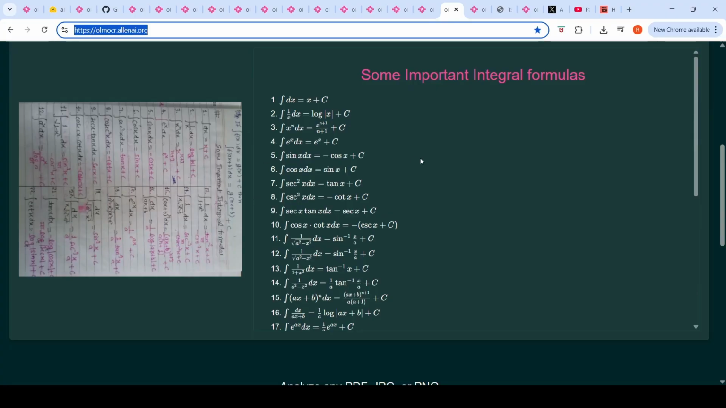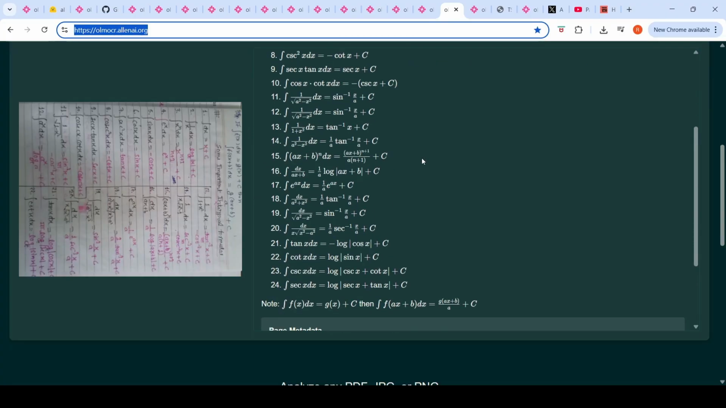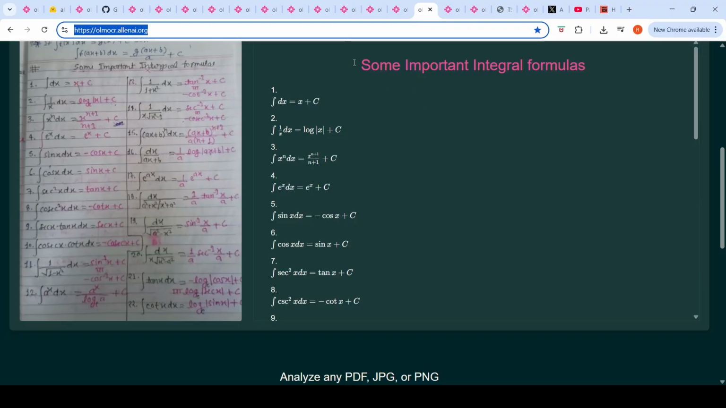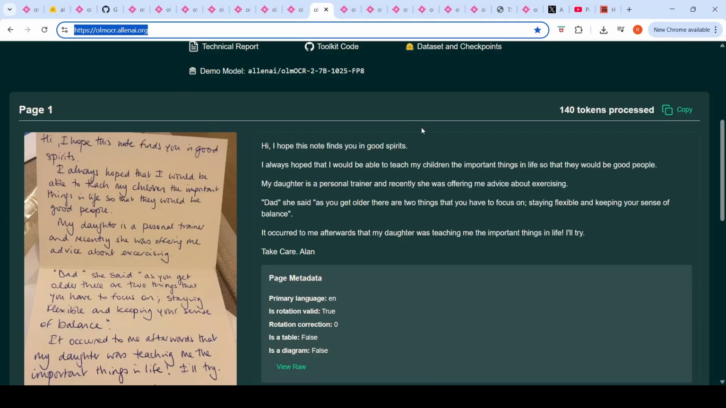I even rotated that image to see how it does. Over there also it does very well, because with DeepSeek OCR, somebody had written that if you rotate the images, it doesn't work. This OCR works very well with handwritten data in my limited testing.